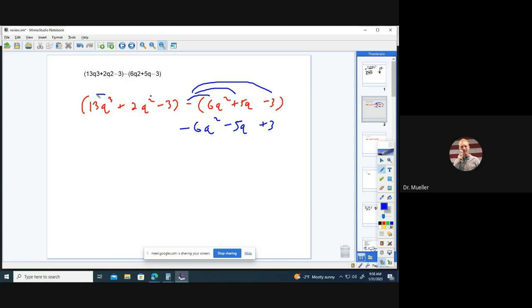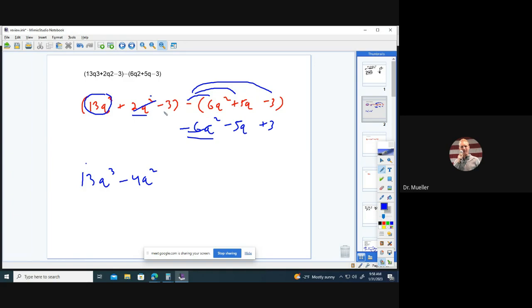Now there's nothing to combine this with because that's q to the third. That's just going to stay as 13q to the third because we don't have any other q to the thirds, but we got this plus 2q squared minus 6q squared. 2 minus 6 is negative 4q squared. Now we've dealt with that.